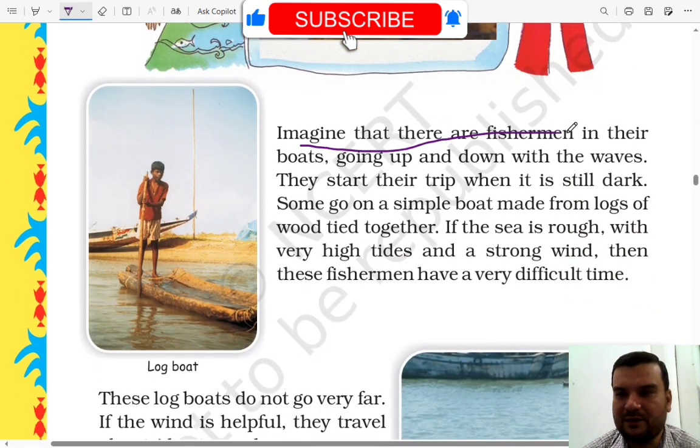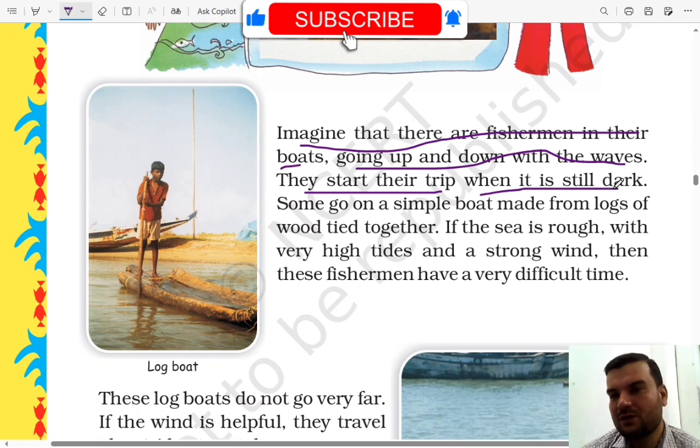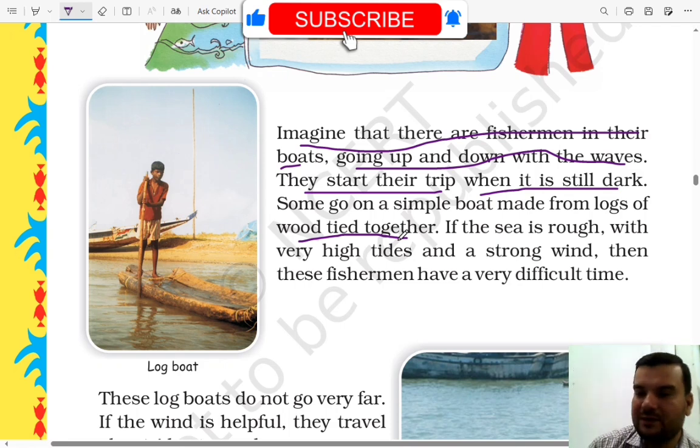Imagine that there are fishermen in their boats going up and down in the waves. They start their trip when it is still dark. Some go on a simple boat made from logs of wood tied together. Some boats are made only of logs of wood, as the trees are attached with threads.